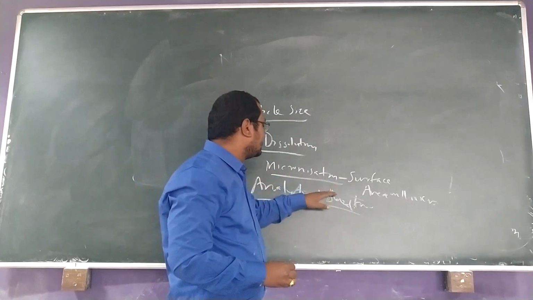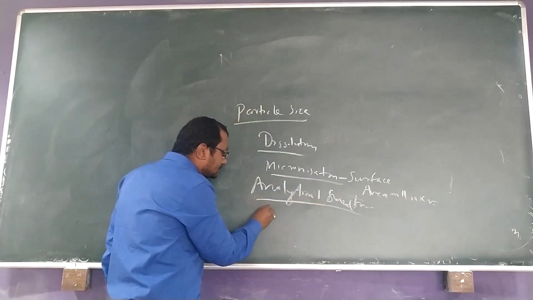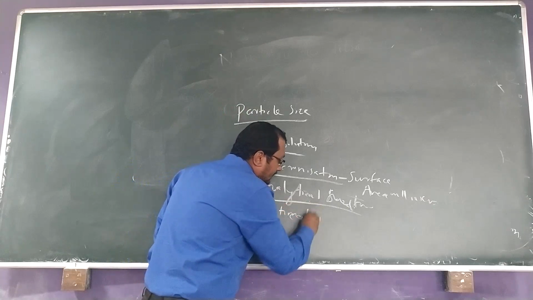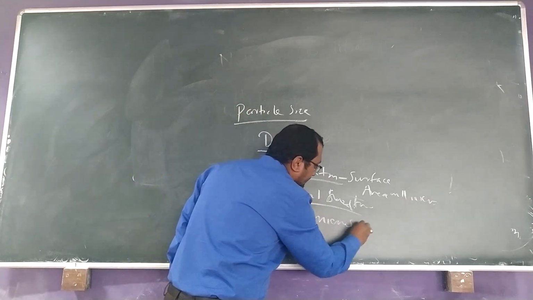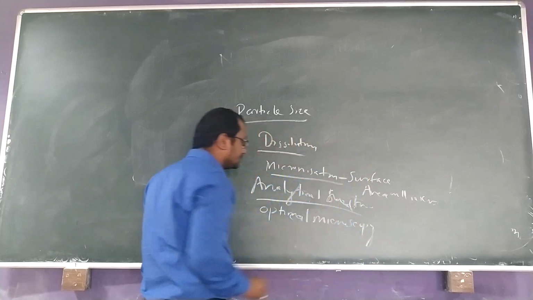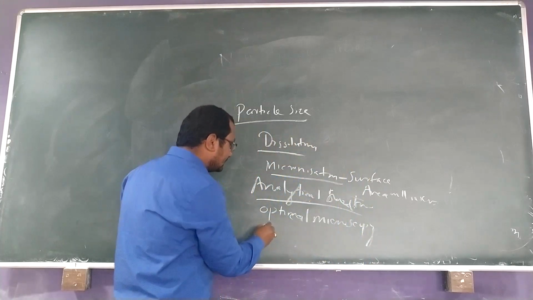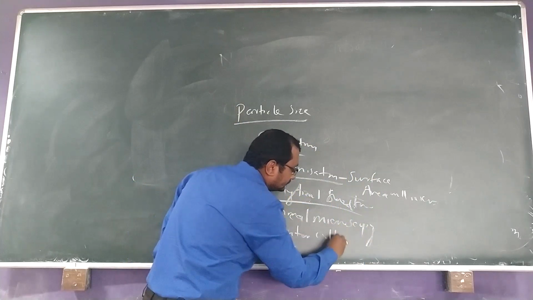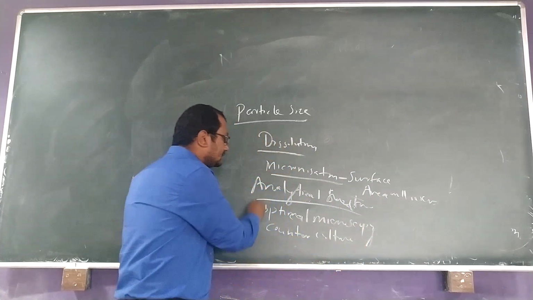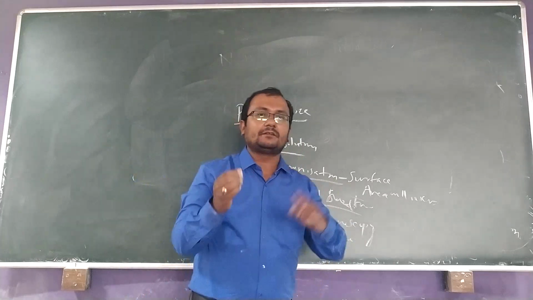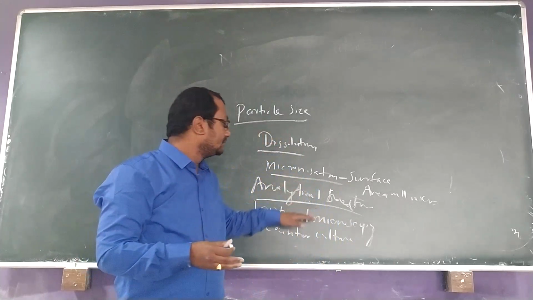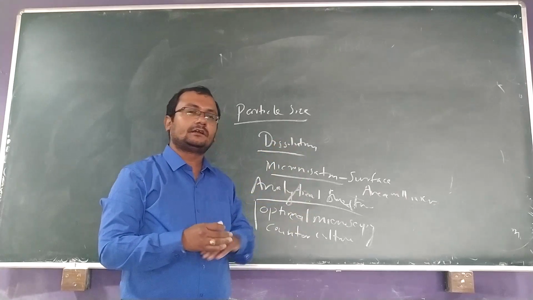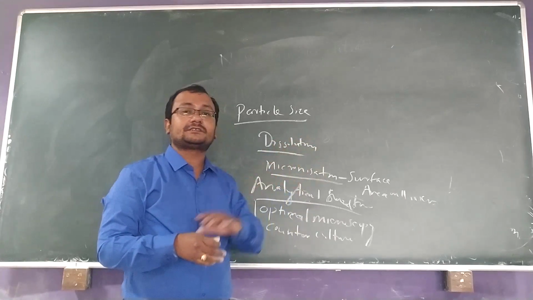Generally, to know this, we go for optical microscopy and the Coulter counter method. These are the two suitable methods conducted in the lab to know the particle size of the drug molecules or the particle size inside the dosage forms.